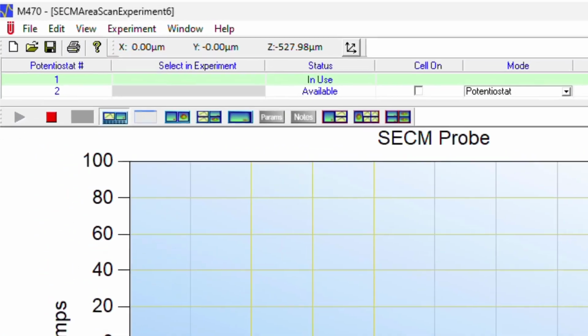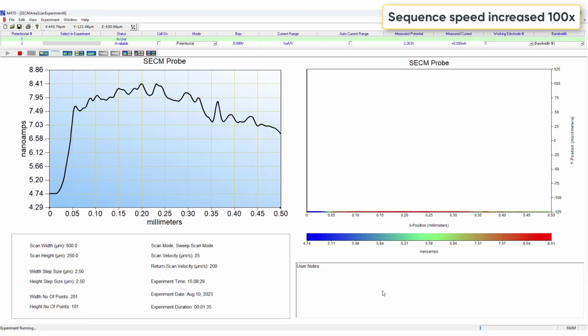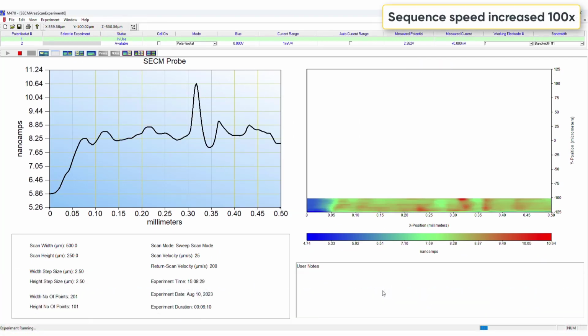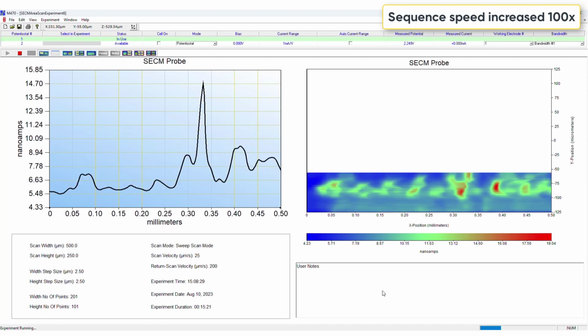The experiment starts at 0-0. The probe retracts from the surface and then reapproaches when it makes it to the starting XY position. The scan then begins straight away. The experiment plots in real time with data downloaded at the end of each line.